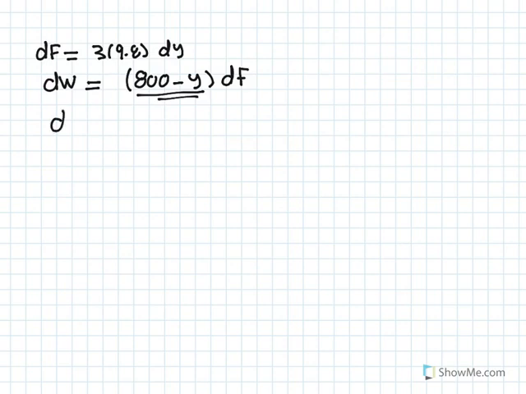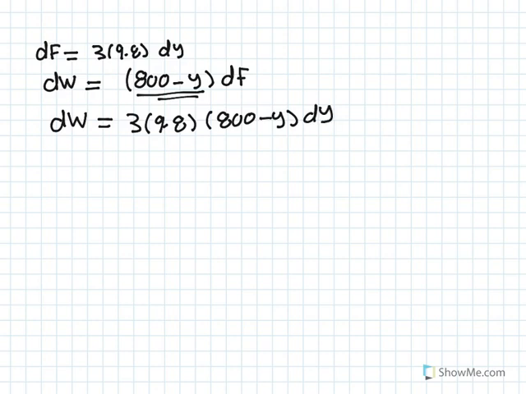All right, so dW is equal to 3 times 9.8 times (800 minus y) dy. So essentially, mass times gravity, force times distance. This part is a distance, and 3 dy is a mass, and then gravity is 9.8. So this is the work required to lift a small piece of the top half of the cable, 800 minus y meters. So what are the limits of integration?